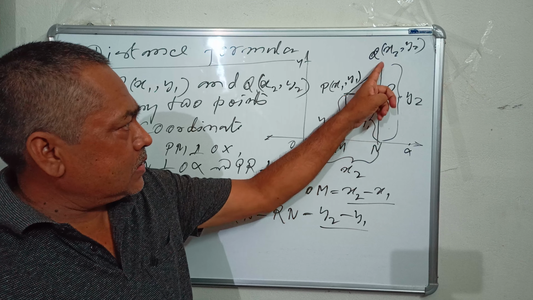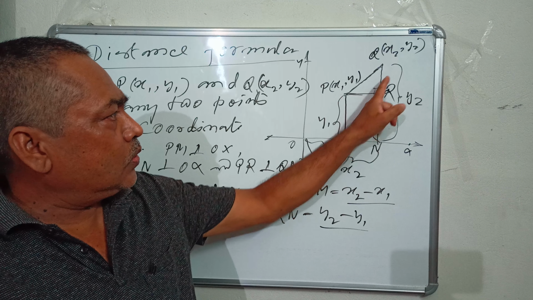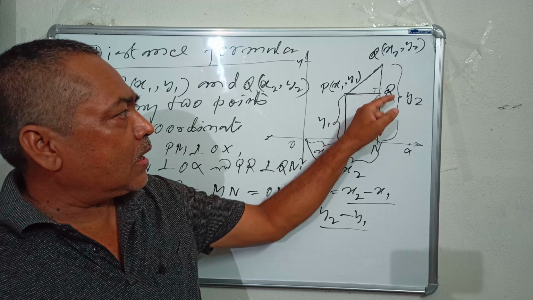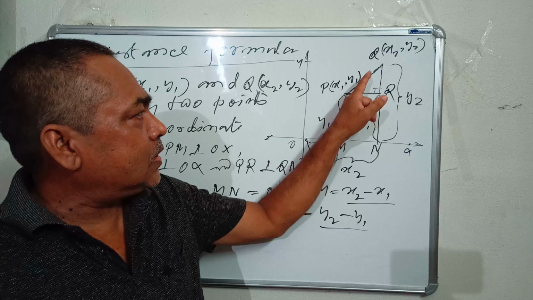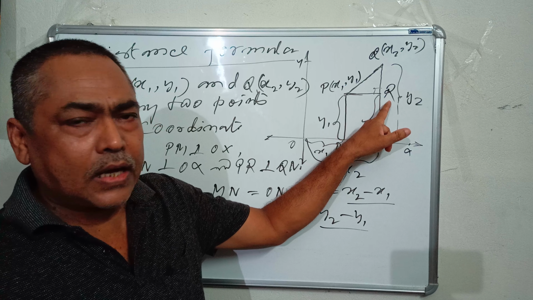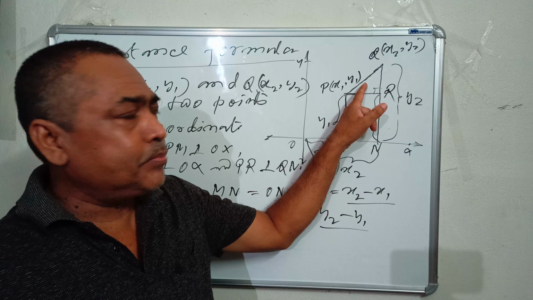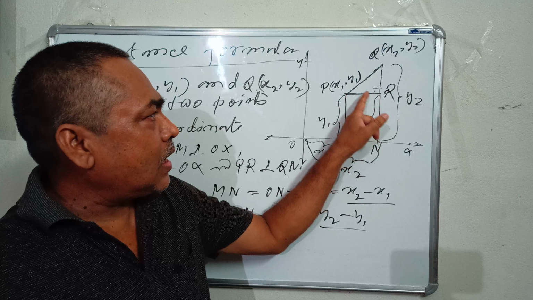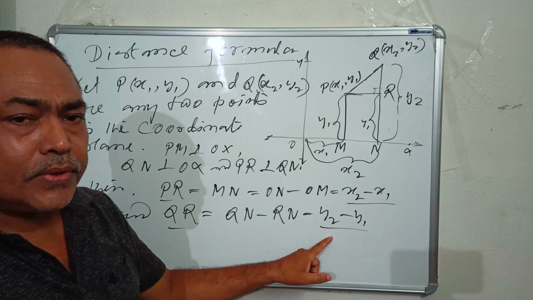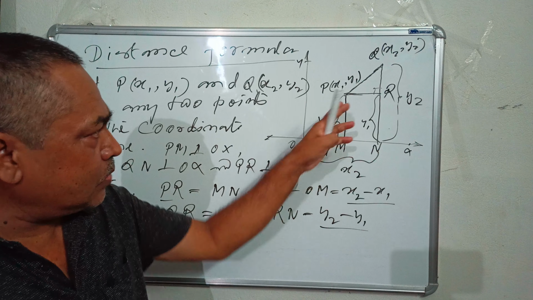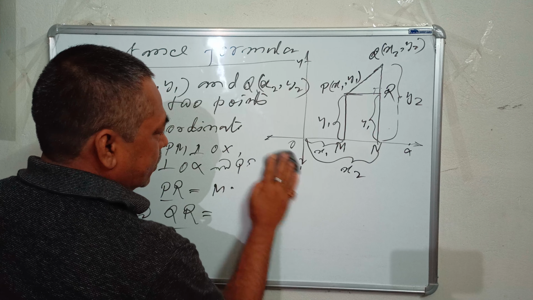Now that means this is a right triangle, this angle is a right angle. In this right triangle, you know the sides containing the right angle, and this one has become the hypotenuse. PQ has become the hypotenuse in right triangle PQR, right angle at R, and QR and PR are the two sides containing the right angle. That's why you have found PR and QR values. So very easily we can find out PQ.